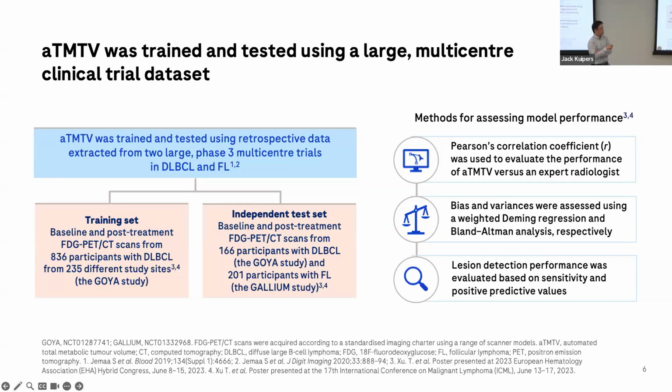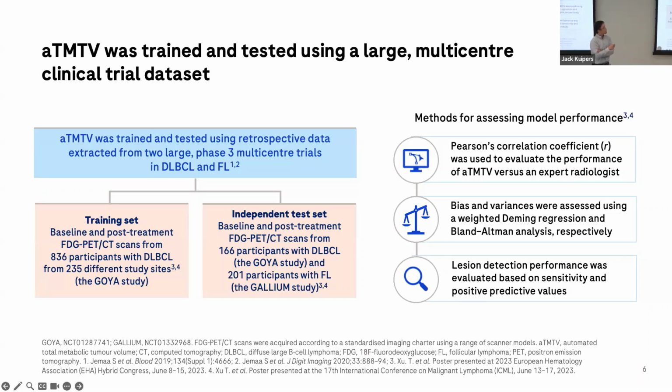extended from the patients in our training datasets, which are only DLBCL patients, which stands for diffuse large B-cell lymphoma, but also to another lymphoma subtype, which is follicular lymphoma patients.